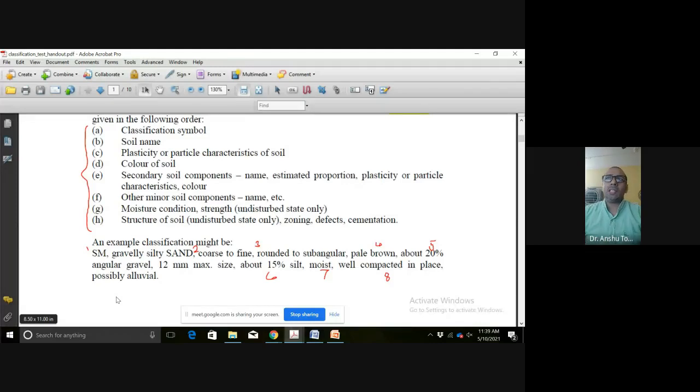So as we can see, the first one is the classification symbol. Now the classification symbol SM is given. I have written it in red letters, showing which corresponds to what. Second one is the soil name, that is gravelly silty sand, the name coming out of it. First, we gave its classification symbol in brief, in short form. So even if someone has not read the remaining 7 parameters, the first one, SM, is going to give the idea that in which category that particular soil sample lies.